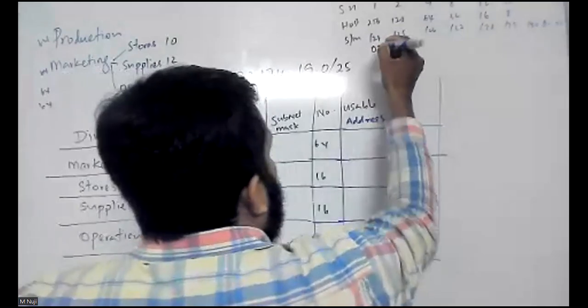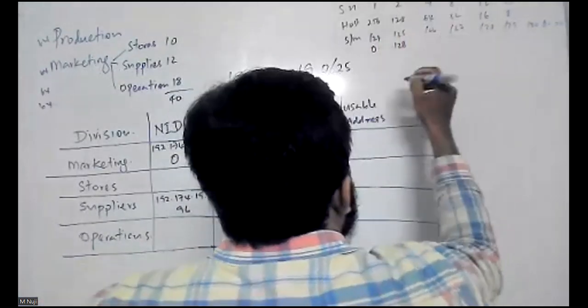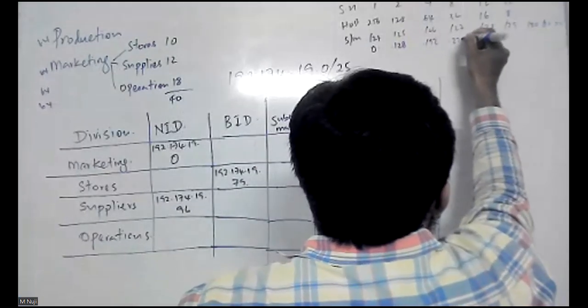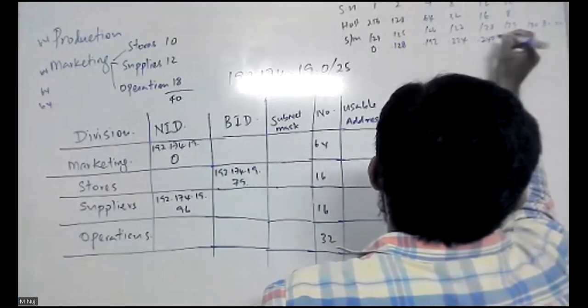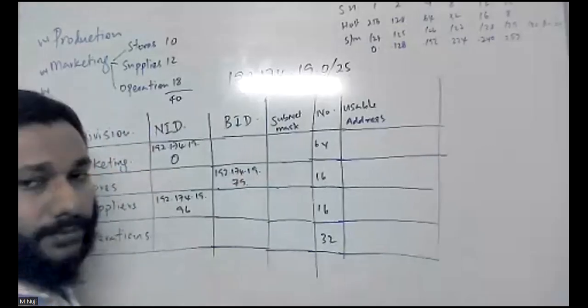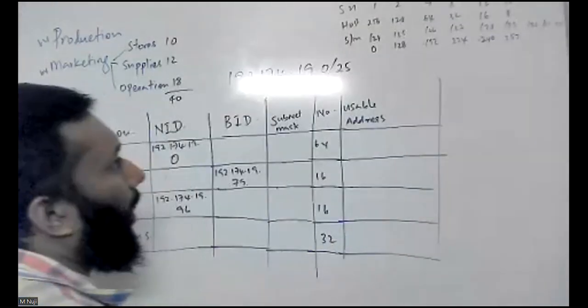Now here the number is 0. The 0, plus 128, for this one 64, 192. For this one 224. For this one 240, 252. Okay, so you know these tables.